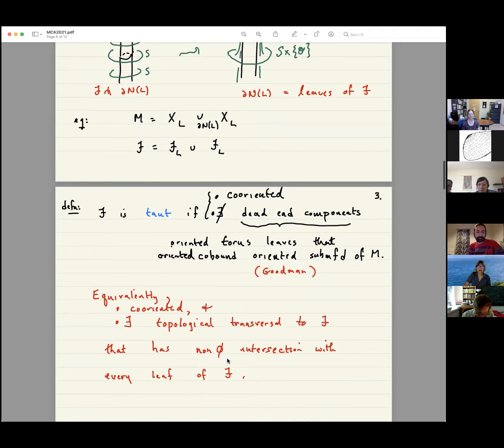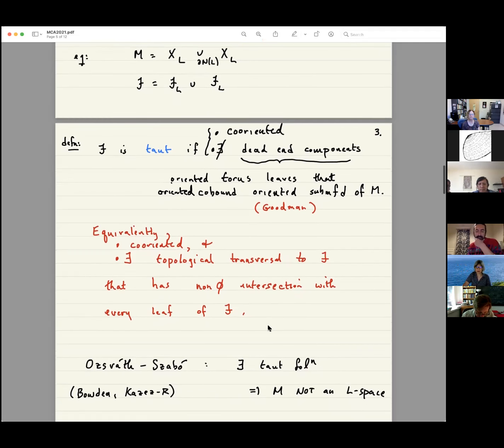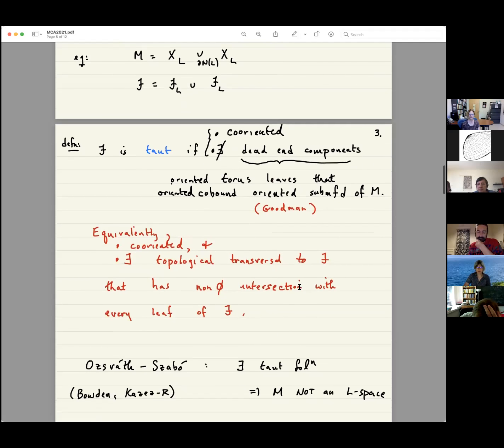And equivalently, that means that there's a topological transversal to my foliation that has non-empty intersection with every leaf. Or equivalently, there's a topological transversal to F that has non-empty intersection with each compact leaf. So lots of different ways of thinking about taut. Taut means that there aren't these tori that are somehow separating your manifold into pieces.